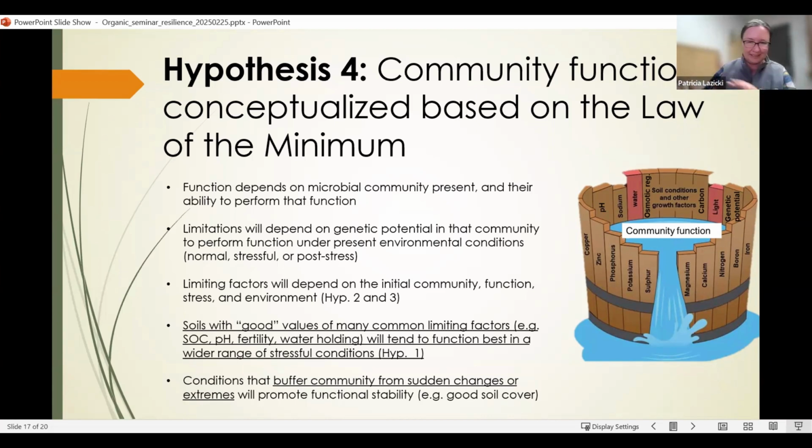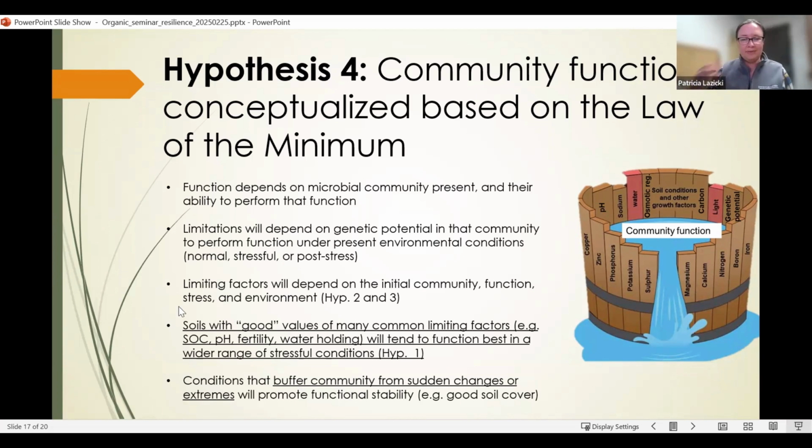So it will depend on the genetic potential in that community to perform whatever function you're looking at under present environmental conditions, whether that's their normal conditions, their conditions under stress, or their conditions after you remove the stress. Are the guys who are there able to do the thing that you're looking at? That'll depend on who is there initially, what function you're looking at, and the type of stress. Is it something that that community regularly sees in the environment? So that goes in with hypotheses 2 and 3.